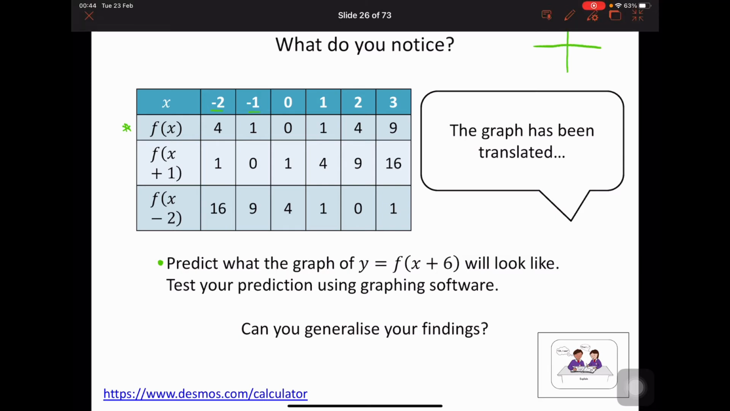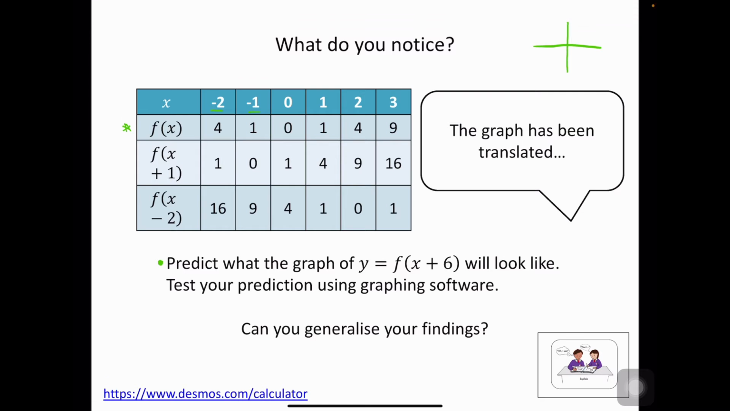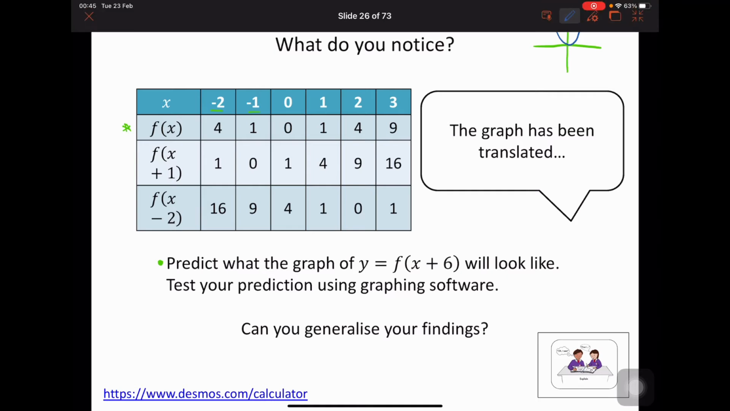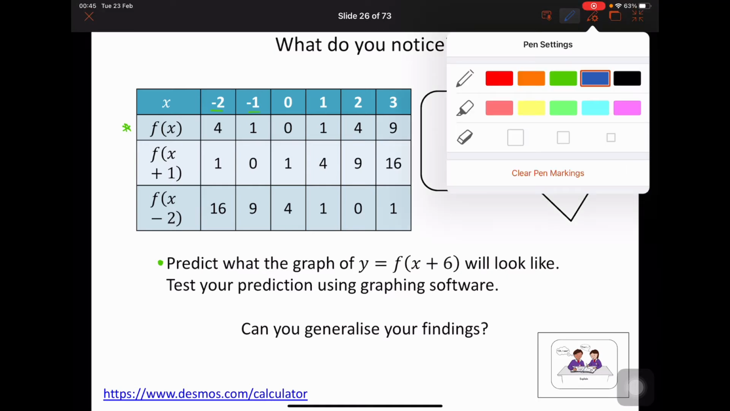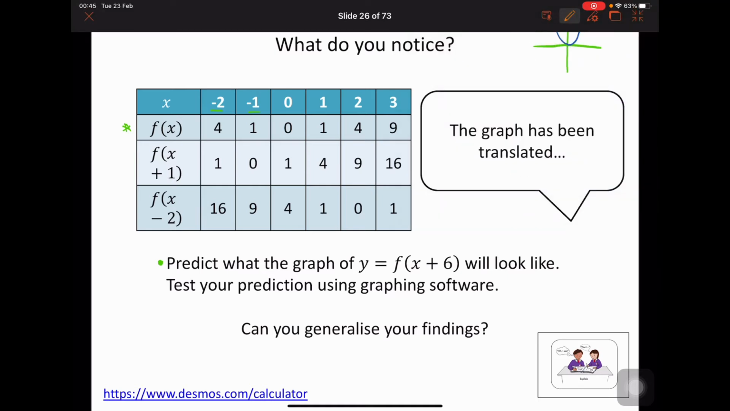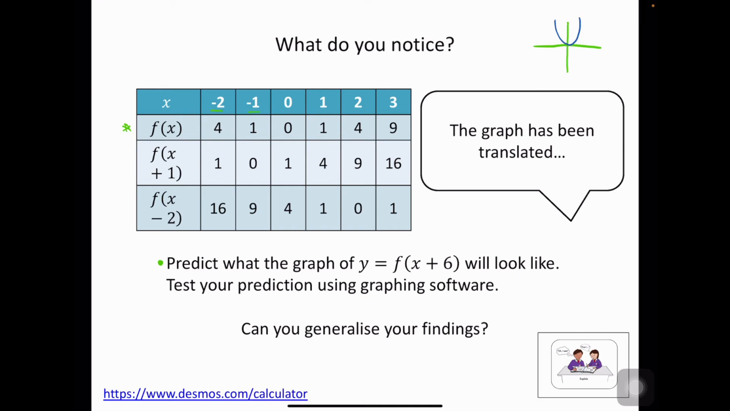So let me just change the color. If this is x squared, then f of x plus 6 will be something like this, where this is negative 6.